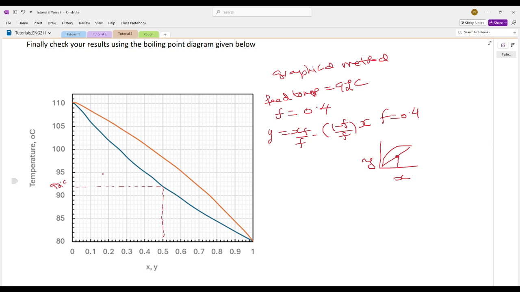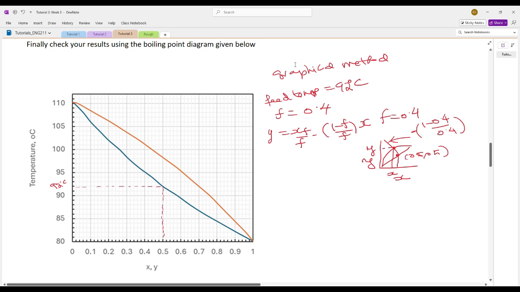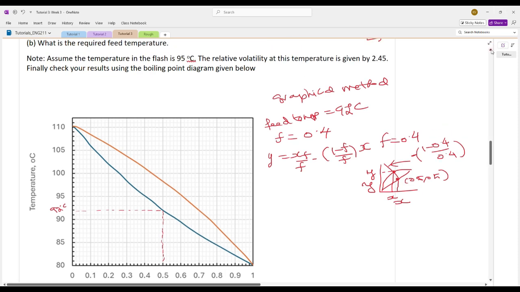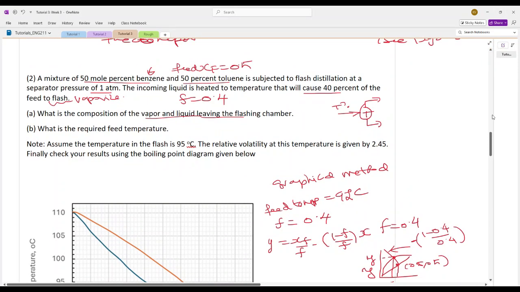So the equation of the straight line should cut at this point 0.5, 0.5, and then draw a line whose slope is equal to minus (1 minus 0.4) by 0.4, and from here you can get x and y. So this is one method. This is something that we know how to do, but here we have some other information that we can use instead of using that method.